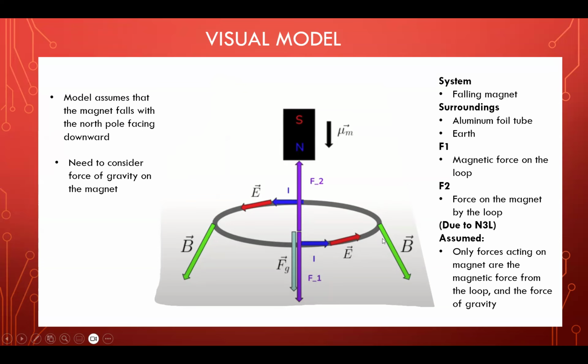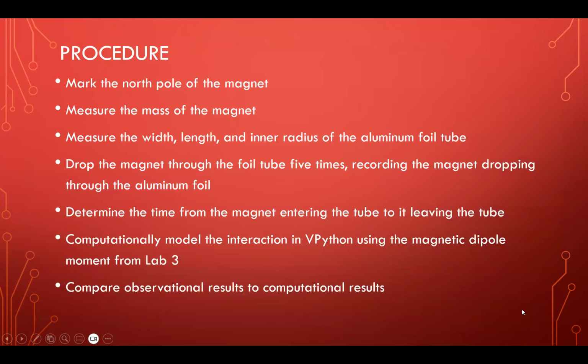We assume that the only forces acting on the magnet are the magnetic force from the loop and the force of gravity. This model assumes that the magnet falls with the North Pole facing downward, and we need to consider the force of gravity on the magnet.